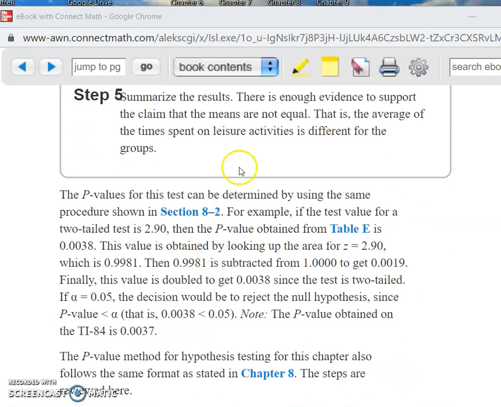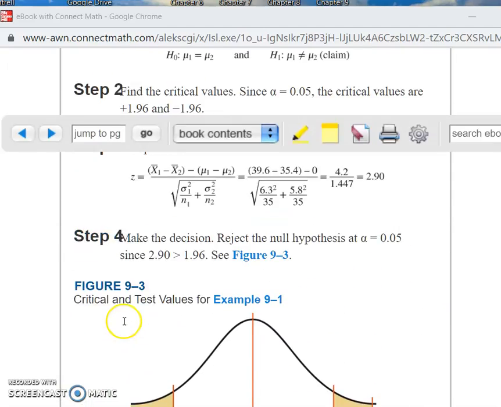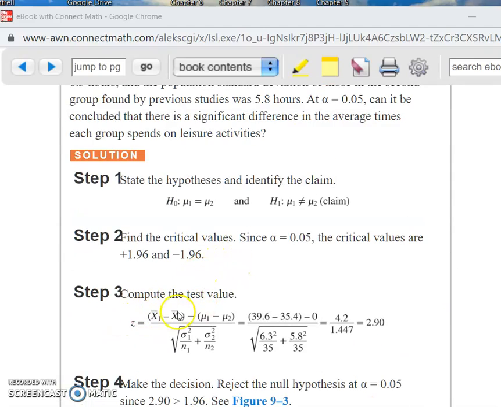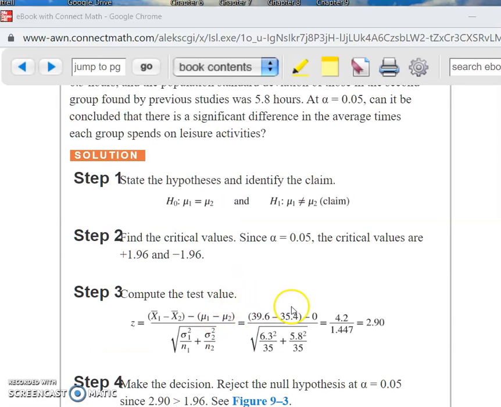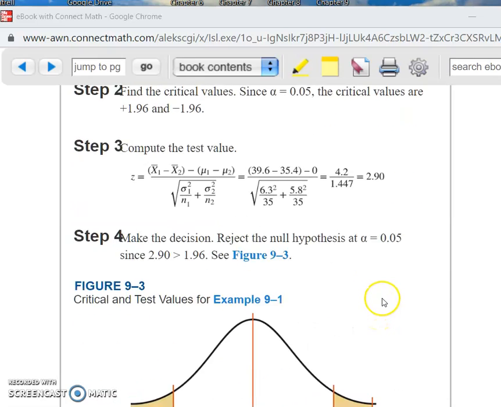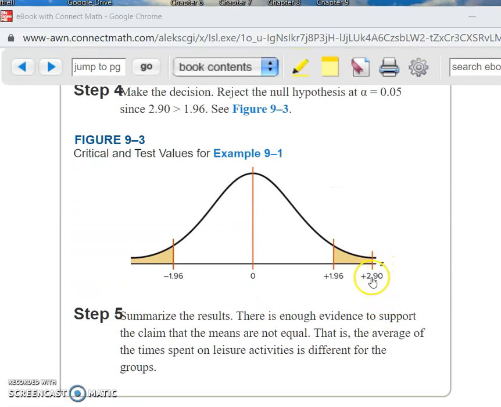Okay, so this is the so-called traditional method. In the previous chapter, in chapter 8, we also learned how to do it with so-called p-values. Remember, the p-value, p stands for probability. So the idea is, what's the probability of getting this particular test value, or an even more extreme test value? So like, what's the probability of getting 2.9?